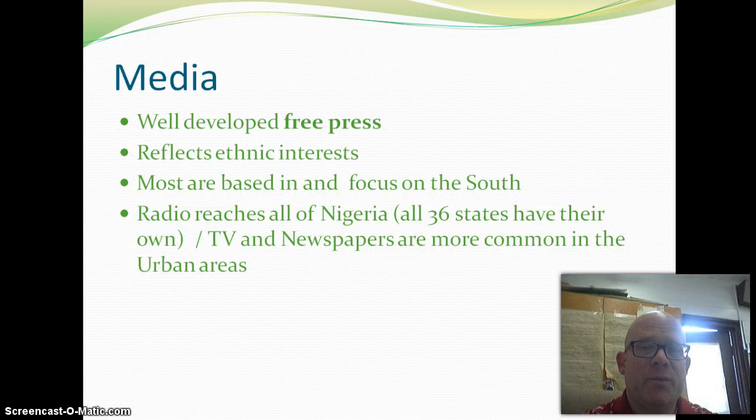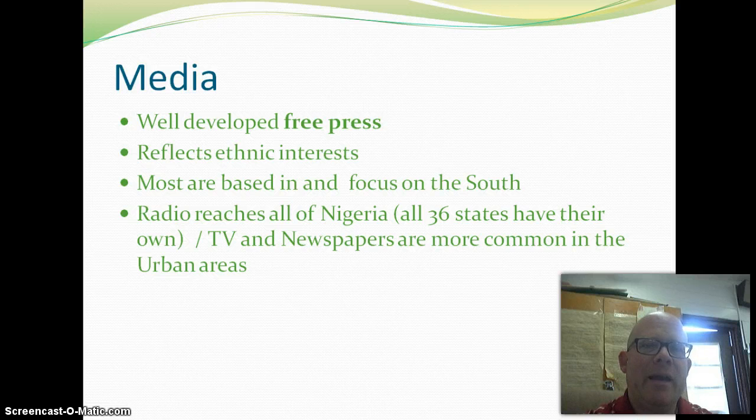Again, when we look at the countries we've studied recently, if we look at Iran, if we look at Russia, we look at China, Nigeria has open, free press. Its media reflects the ethnic interests of the different parts of the country. Most of those big media outlets are found in the South, and they actually focus on Southern news.